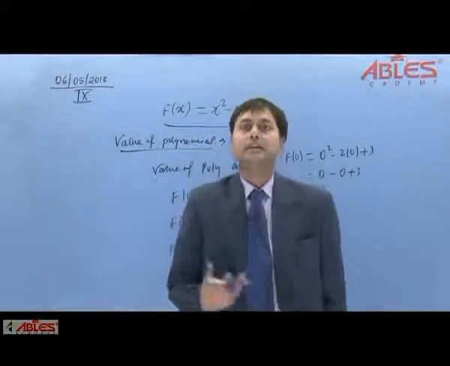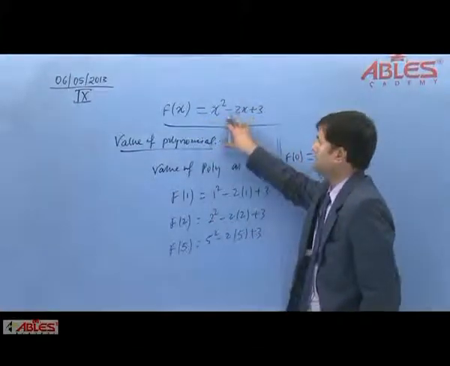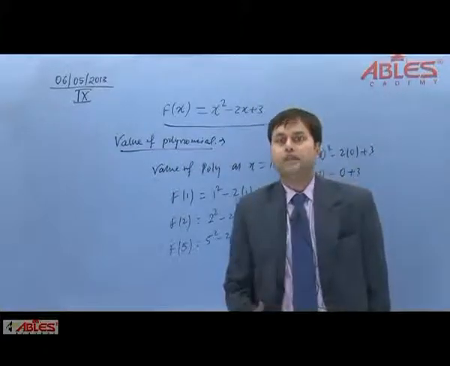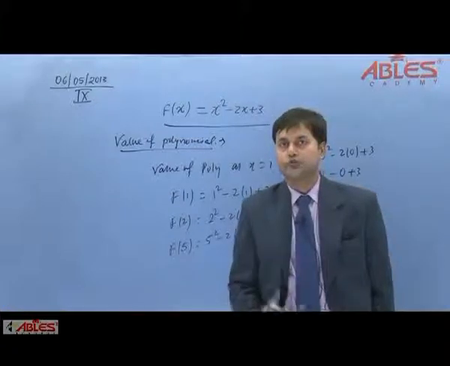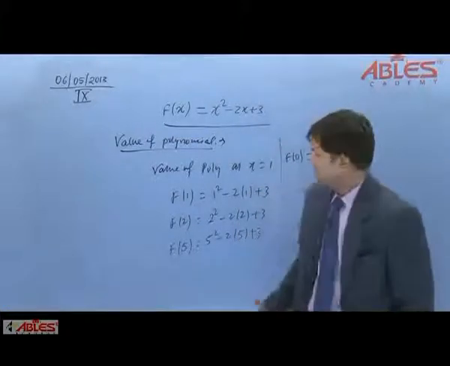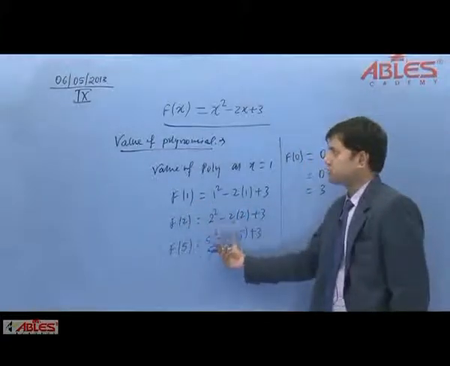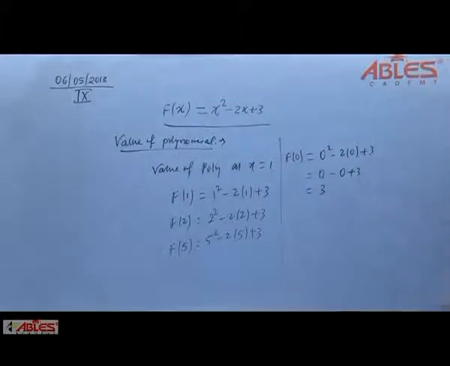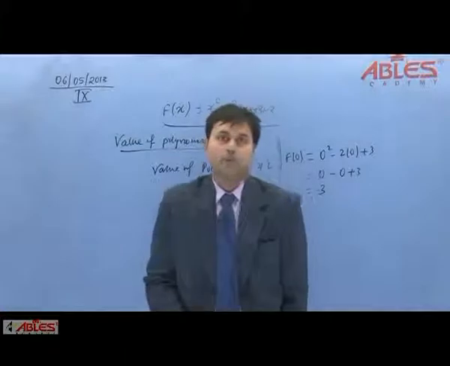So what do we mean exactly by value of polynomial? It's a given polynomial. We are representing it by f(x). Now we have to find its value at x equals 1, at x equals 2, x equals 5, x equals 0. So in this way, by putting x equals 1 both sides, x equals 2 both sides, x equals 5 both sides, x equals 0 both sides, we can find its value. Okay students, so it's the value of polynomial.